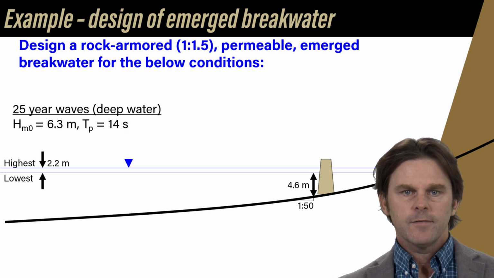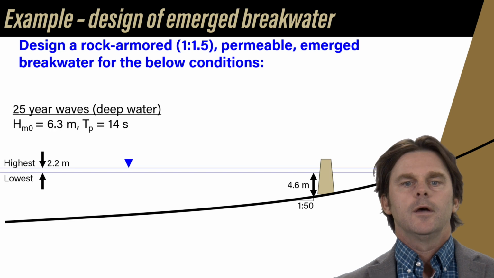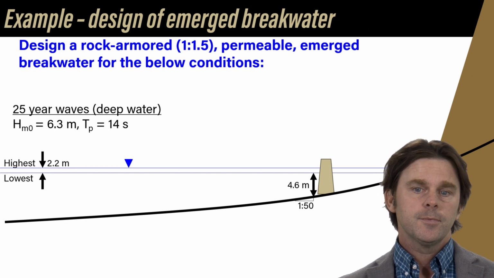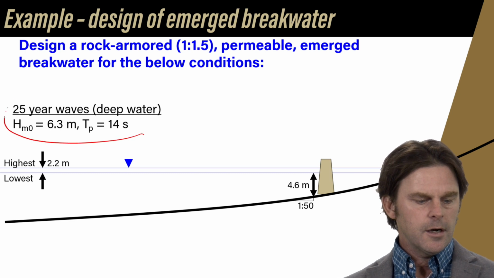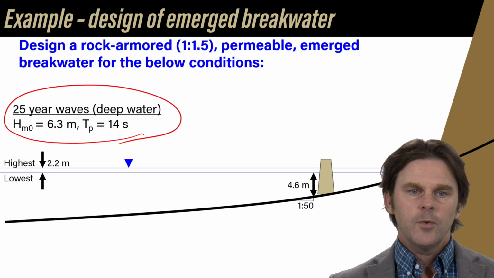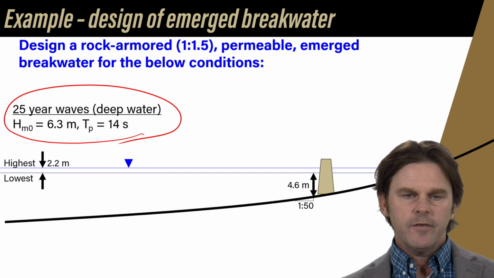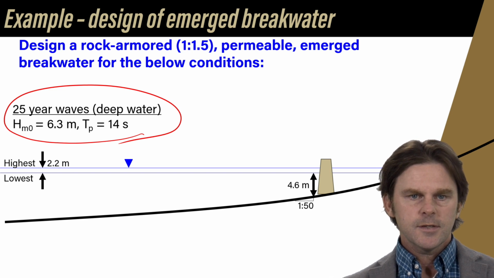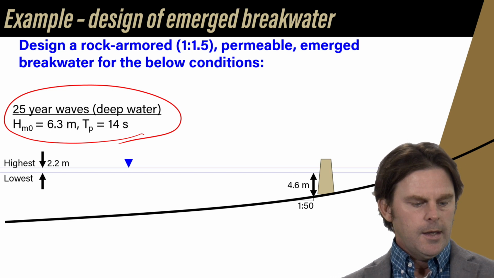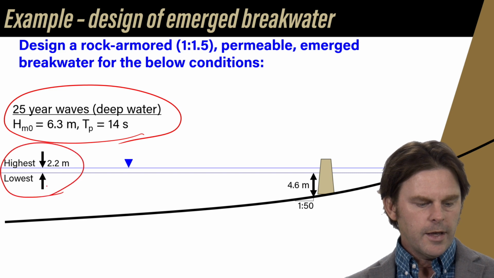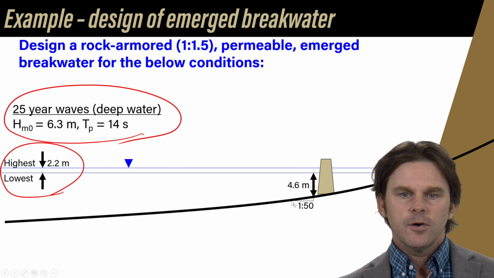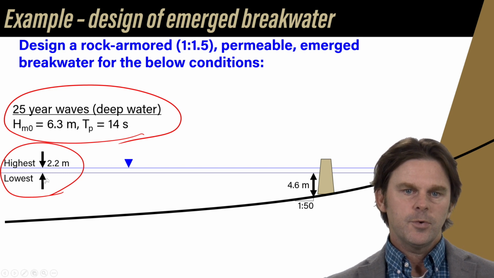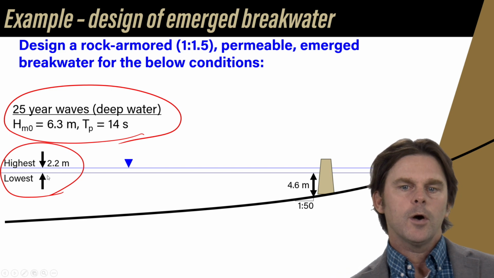We're going to assume we have slopes of 1 to 1.5, permeable, emerged, meaning sticking up out of the water, for these conditions that you see here. We're going to have design waves that have the offshore wave height and period that you see there, so 6 meters, very big waves. And we're going to consider two water levels, a low water level and a high water level, where the depth at the toe is going to be 4.6 meters for the low water level, and then it will be 2.2 meters above that for the high water level.